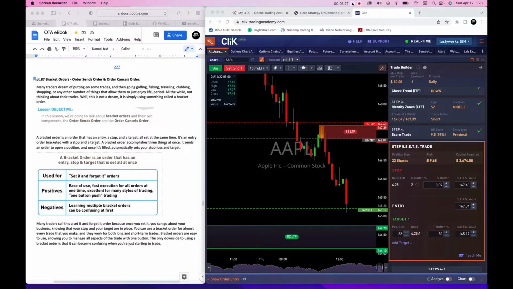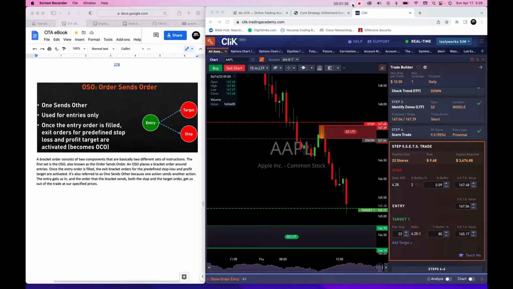The only downside to using a bracket order is that it can become confusing for new traders. A bracket order consists of two components that are basically two different sets of instructions. The first set is the OSO, also known as the order sends order.